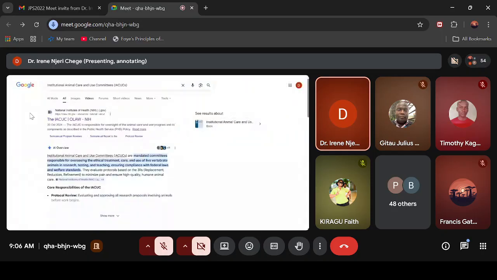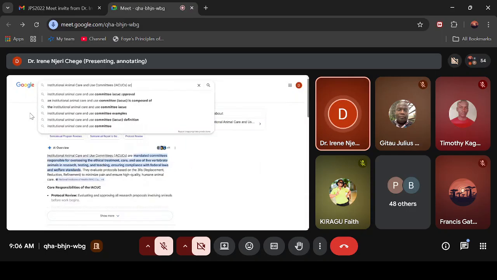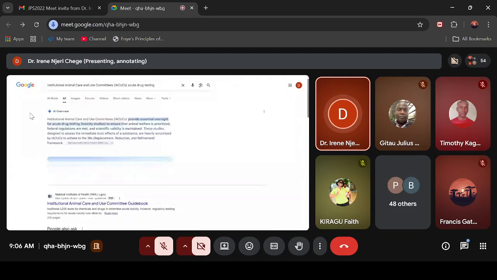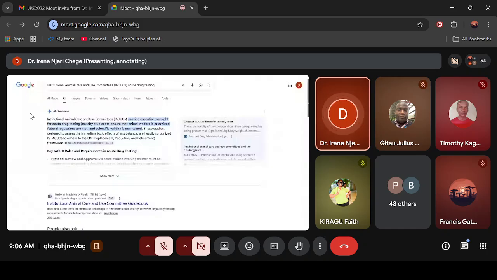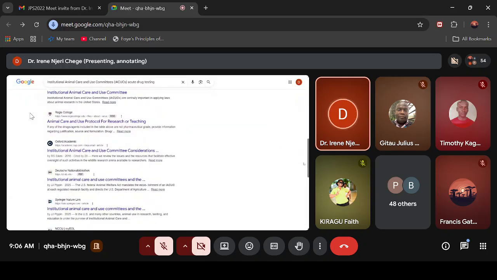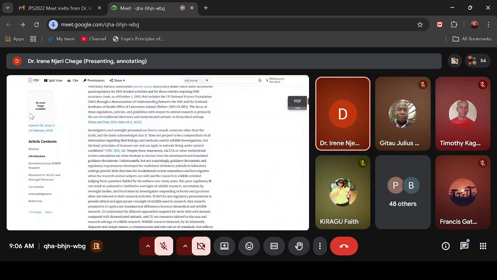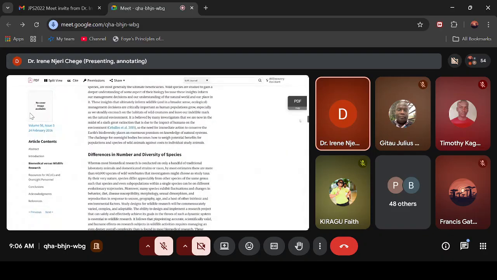For example, if I want to do acute studies, drug testing. Let's say it's drug testing. It will give you guidelines that you have to read, and then they tell you this is the protocol and you follow this protocol. Okay. So here we've got one for 2016. This author has cited several things, and then you're able to do your citation.